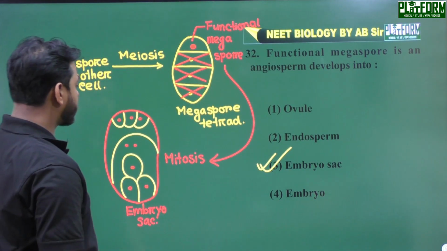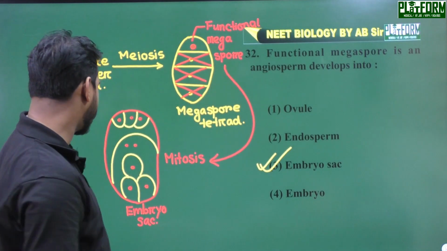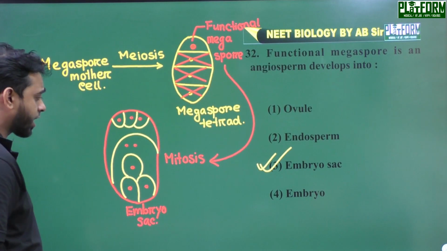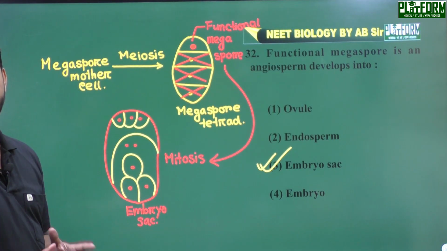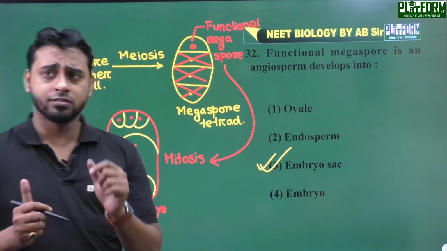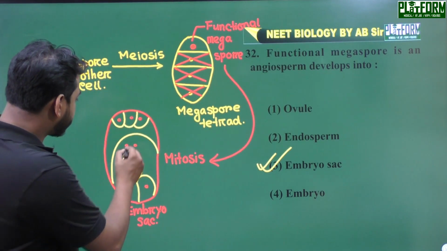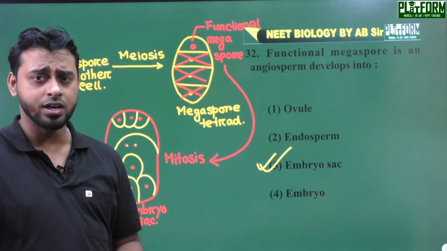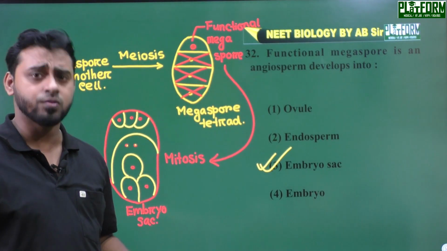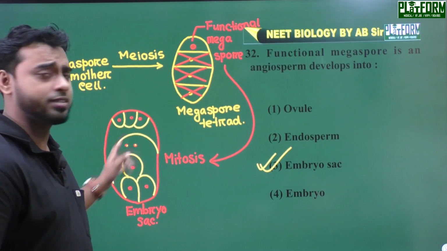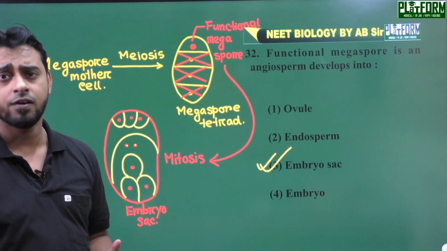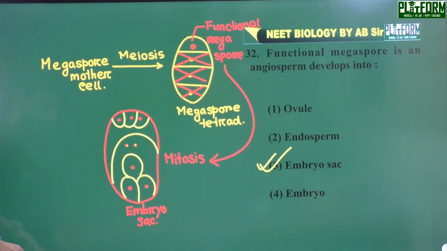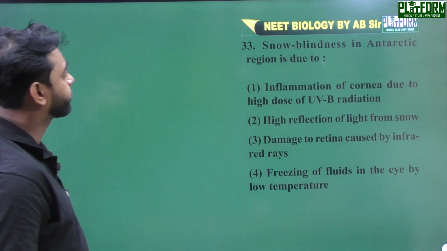We know that the embryo sac is a haploid structure because all the cells present inside the embryo sac are haploid in nature. There is only an exception: these 2 nuclei are the polar nuclei. Apart from these polar nuclei, all the cells are haploid cells. Fine? Clear? So, next, move to our next question.